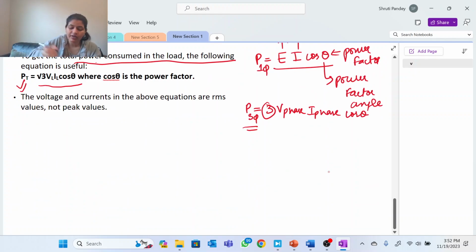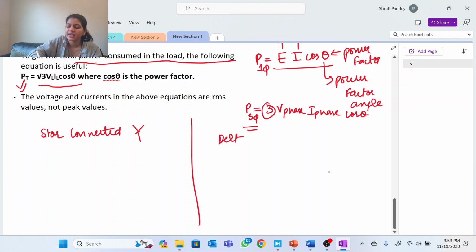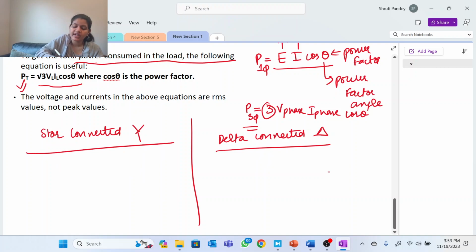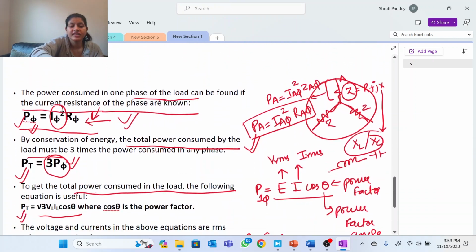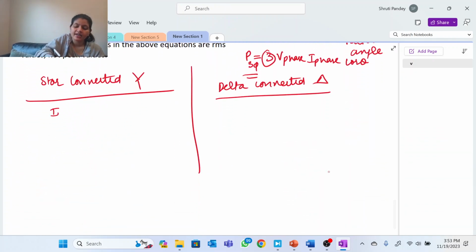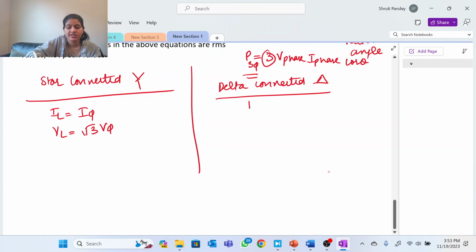Now let's take two different cases. One is star connected or Y connected, right? And one is delta connected, right? Delta connected. So we know that in case of star connected, we'll see at the upper side, line current is equal to phase current, and line voltage is equal to under root 3 times phase voltage. Here it's the opposite. Line current is equal to under root 3 times phase current I phase. Line voltage is equal to phase voltage.